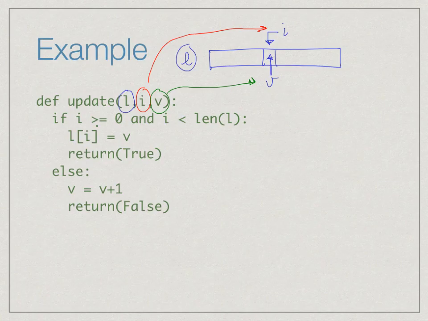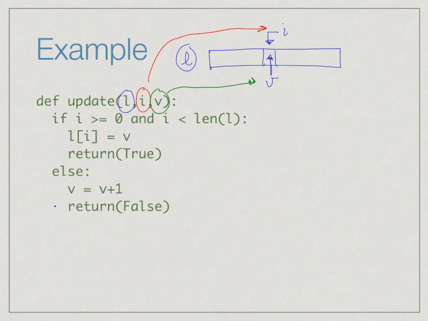So what do we do? We first check that the index is a valid index. So we check that it lies between 0 and len(L) minus 1, so it is greater than or equal to 0 and strictly less than the length of L. If so, we just replace L[i] by the value v which we have got, and we return true to indicate that the update succeeded. Now, if i is not in this range, then we can't do an update. So we will effectively return false.